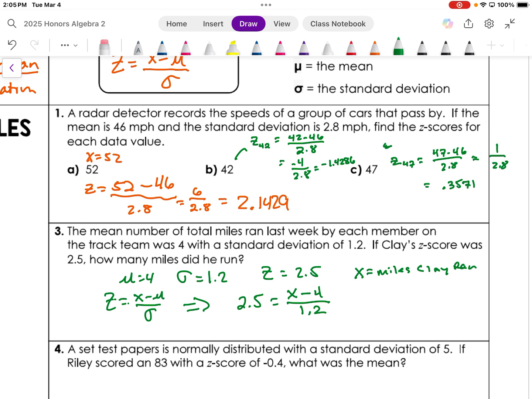All right. So again, now it's just an Algebra 1 problem, inverse operations. First thing I have to do is multiply both sides by 1.2. Multiply both sides by 1.2.